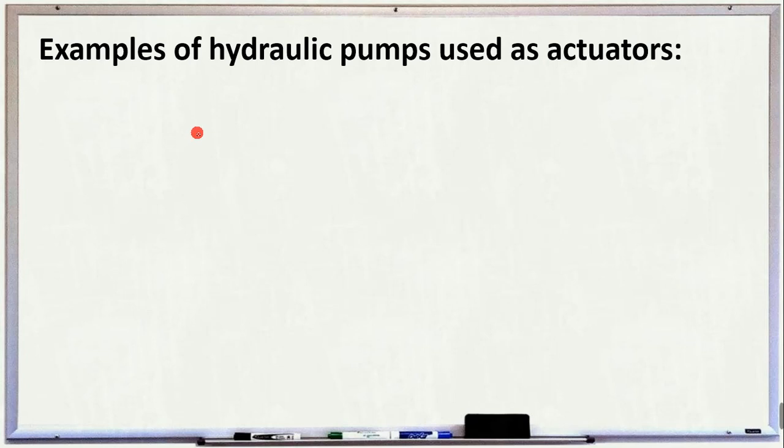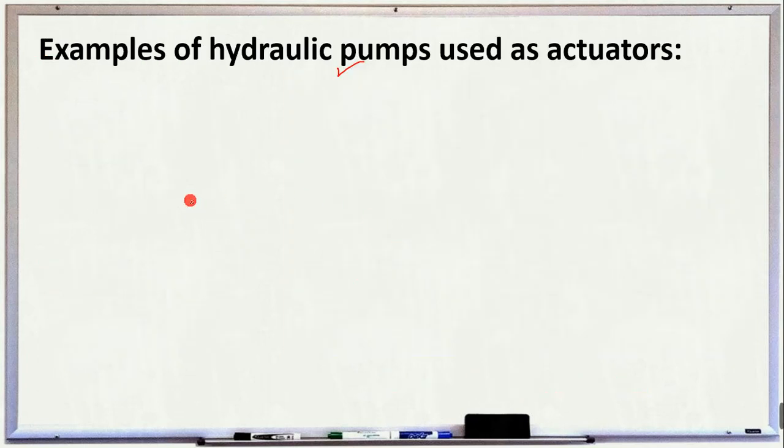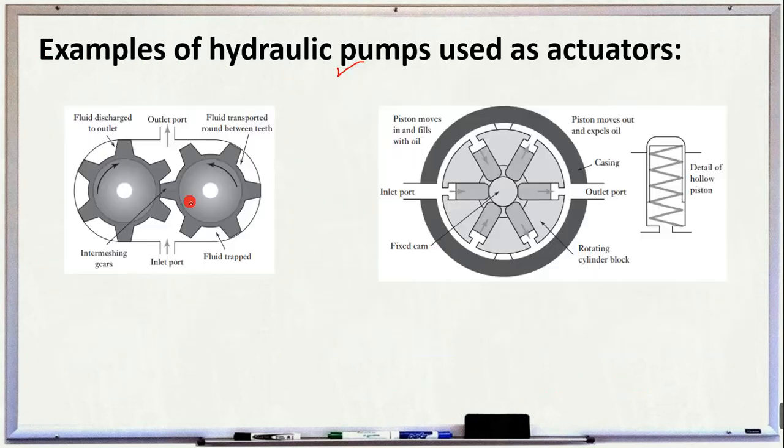hydraulic actuation system. Example sa pumps, ang pinaka center or importante diri nga device is kanimang pump. So ang output sa atong system nagadetermine pod sa type of pump nga imong gamiton. So I have here some examples of hydraulic pumps used as actuators. The first one is the gear pump. So it uses these two gears in order to increase the pressure of the fluid.